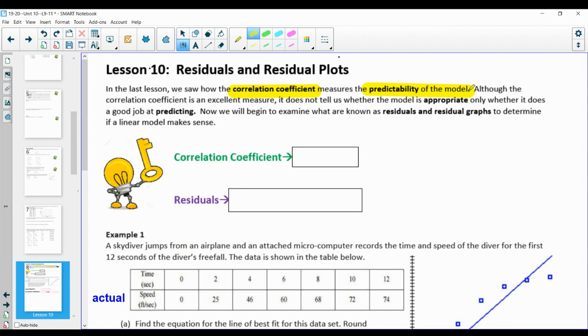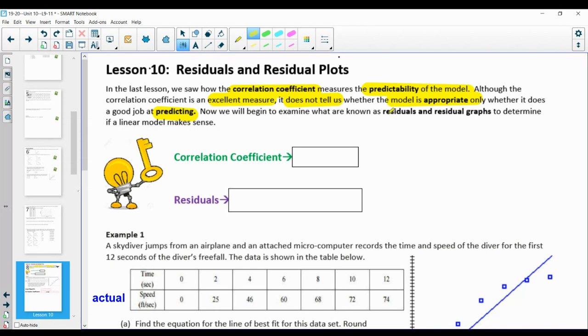-1 or +1 meant that the model was a perfect fit for a linear relationship. If our correlation coefficient, our R value, was 0, that meant that there was no linear relationship between the two variables. Although the correlation coefficient is an excellent measure, it does not tell us whether the model is appropriate. It only tells us whether it's good at predicting.